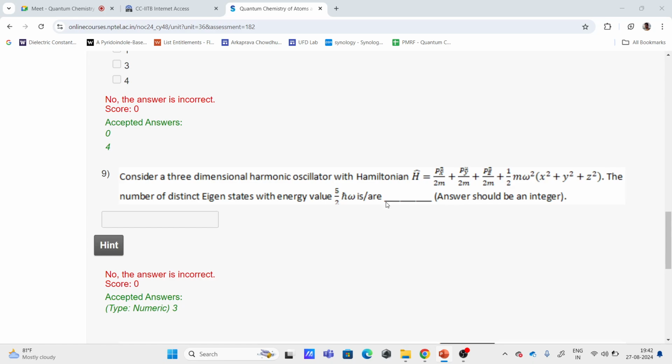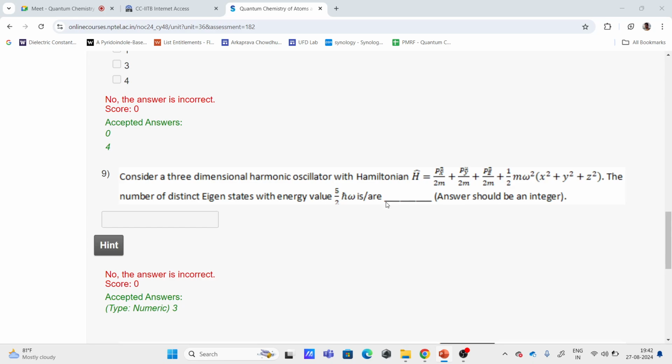Obviously you can write down the wave functions. The wave function will again be a product of psi 0, that is, the product of three different dimensions, right? We are not going into that, but the degeneracy is three, that you would be able to do.